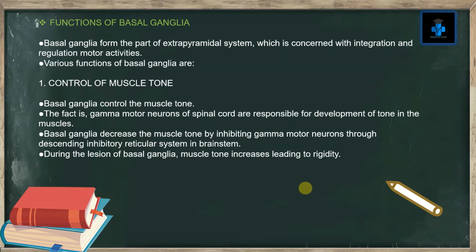The fact is, gamma motor neurons of spinal cord are responsible for development of tone in the muscles. Basal ganglia decreases the muscle tone by inhibiting these gamma motor neurons through descending inhibitory reticular system in brainstem. During the lesion of basal ganglia, muscle tone increases, leading to rigidity.